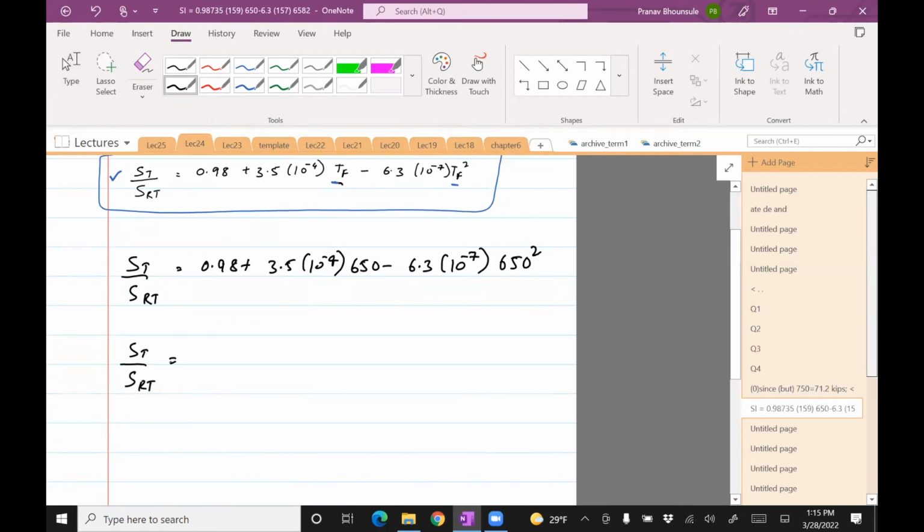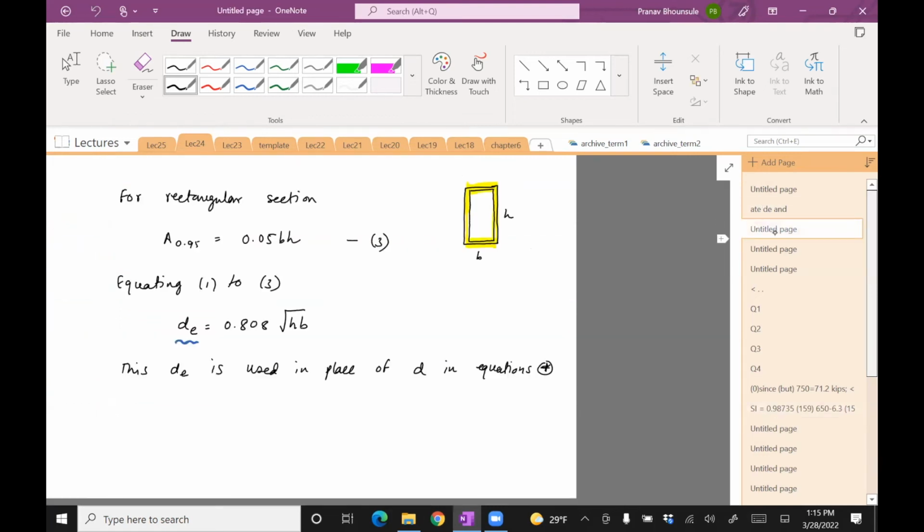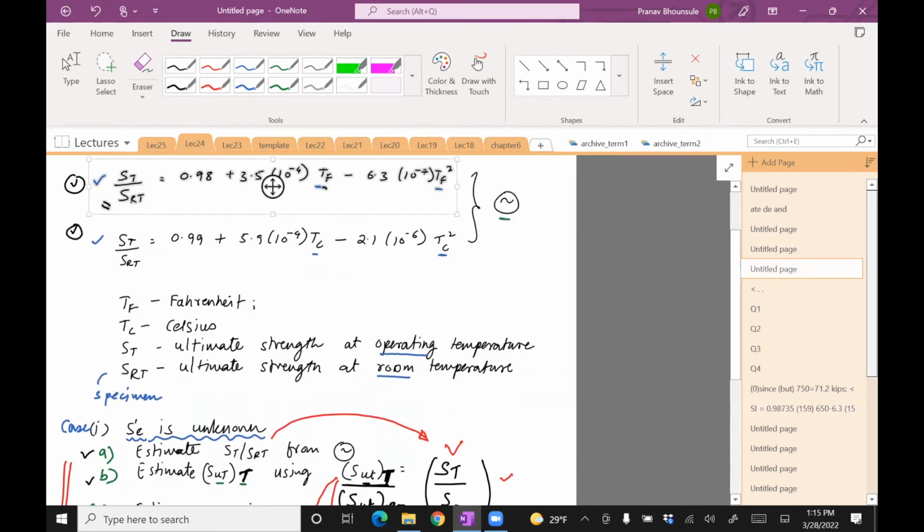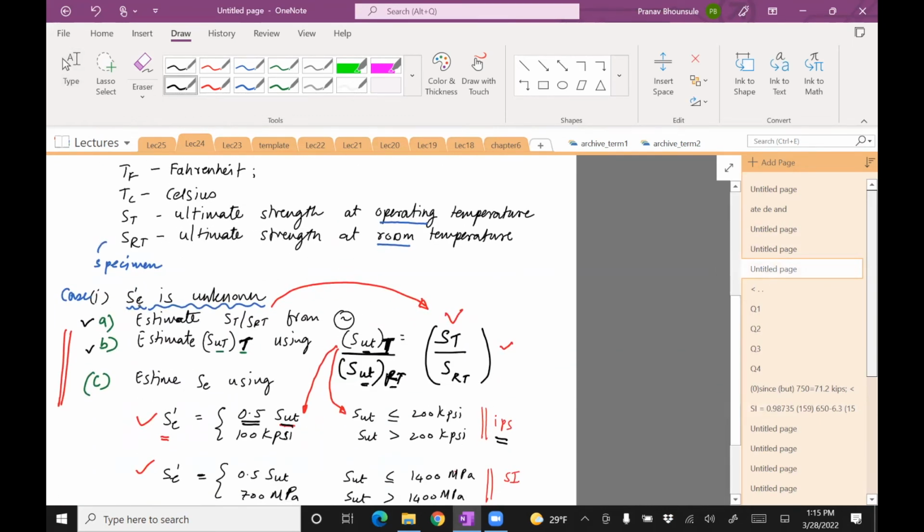Okay, that comes out to be 0.94. Okay, so we've got that. Now we are in this regime when SC prime is unknown, and so we estimate that, we've already done that, it's 0.94. We want to estimate SUT at T. So T is now 750. And we know SUT at room temperature, which is 70 degrees, right? So I'm going to use this formula here.